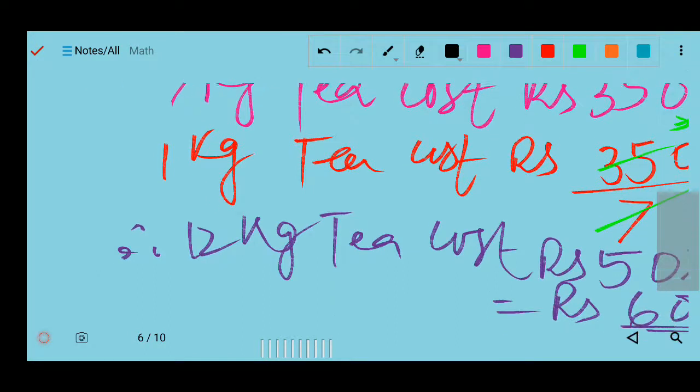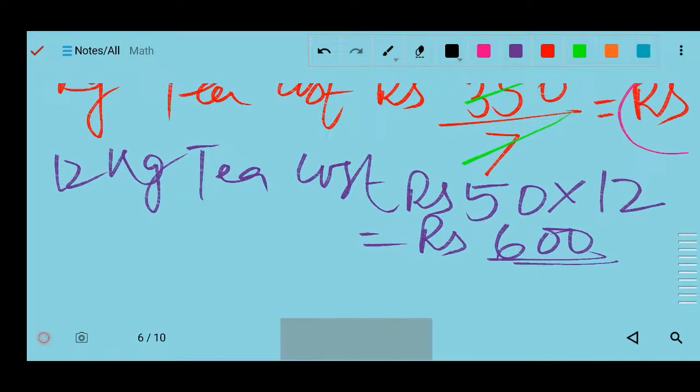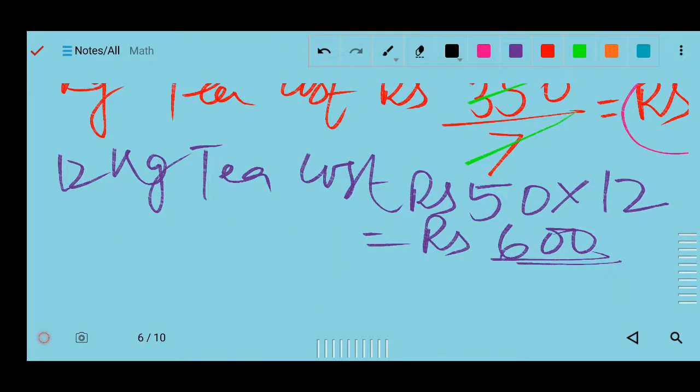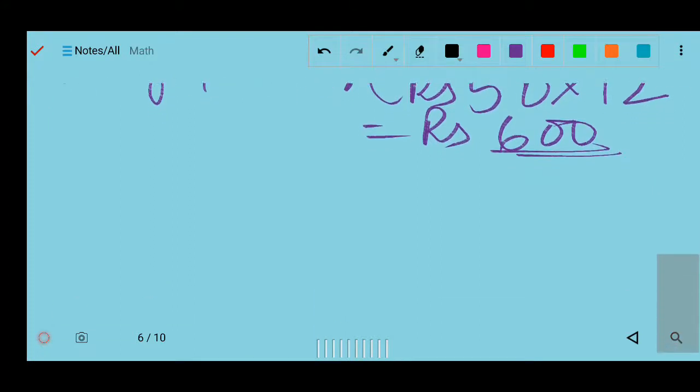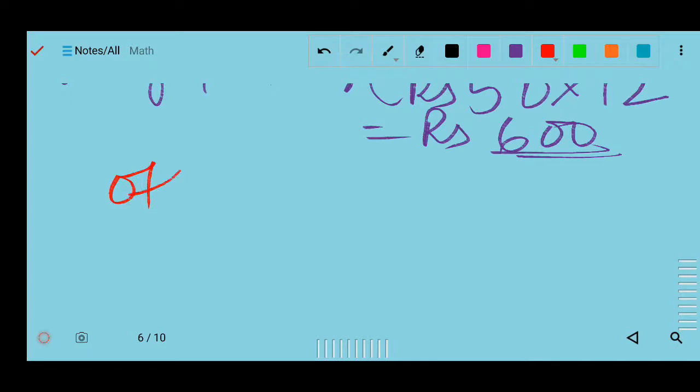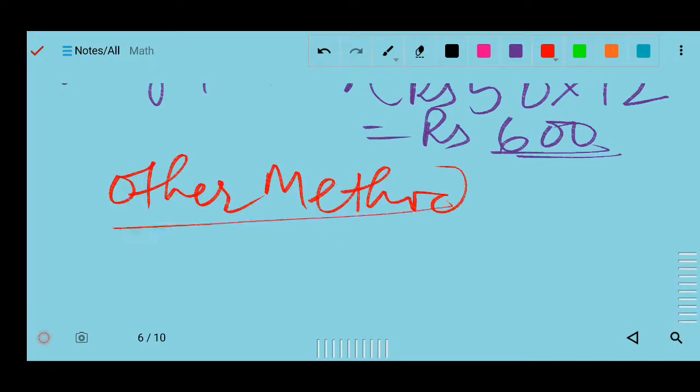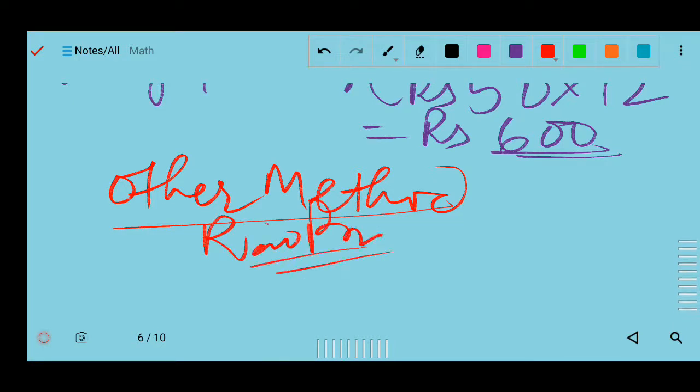Next, the same question we can solve by another method also. Okay, another method means by the ratio and proportion we can solve this question also. So this question we will solve by the other method also, that is ratio and proportion. You can find this question by the ratio and proportion. Okay, so how will you solve?